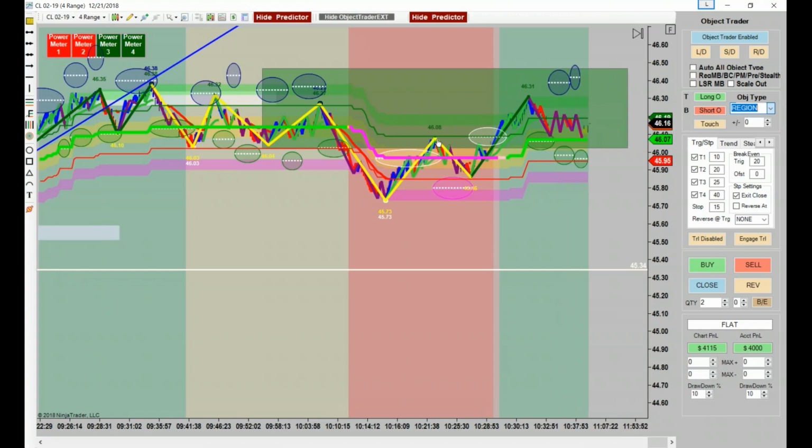See if it does it. Yep, 10 ticks. See that? 10 tick trade, wasn't it?